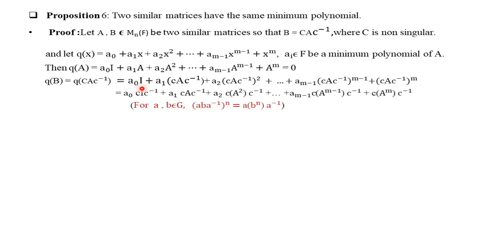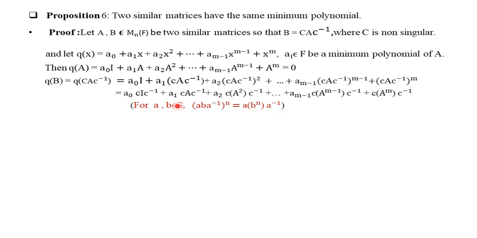For that, first term we have rewritten as A naught into CIC inverse plus second term A1 into CAC inverse plus third term A2 into CA square C inverse plus etc. Last term C into A power m C inverse. This is obtained by the result, that is for any elements of a group G, we can write (ABA inverse) whole power n is equal to A times B power n A inverse.